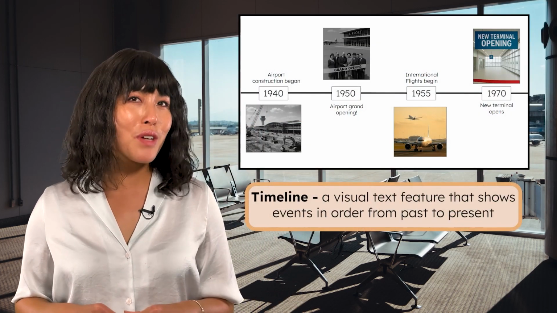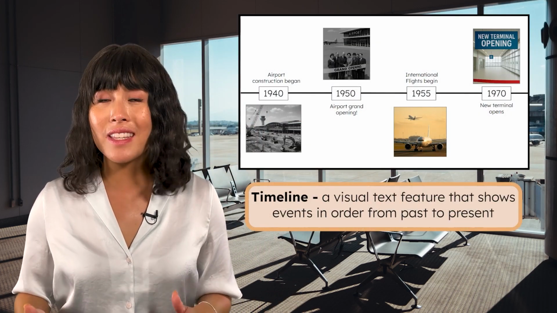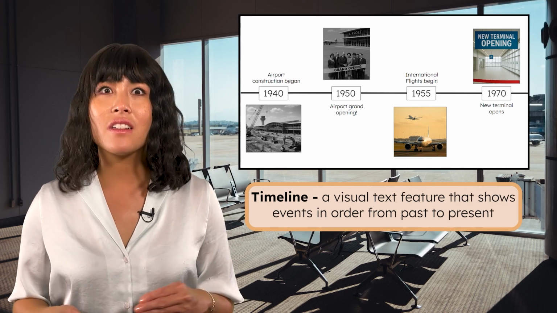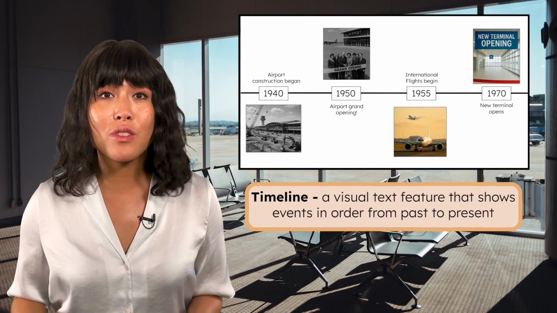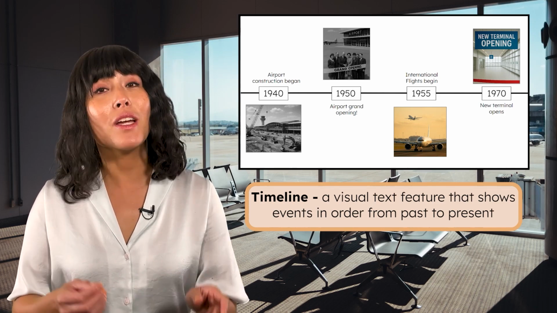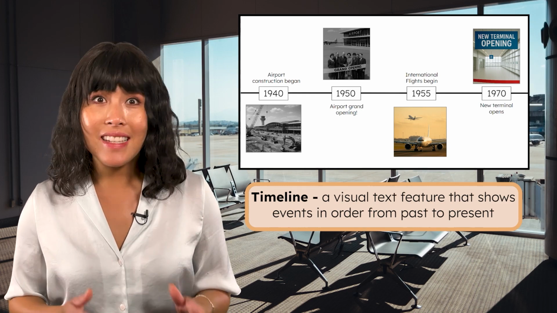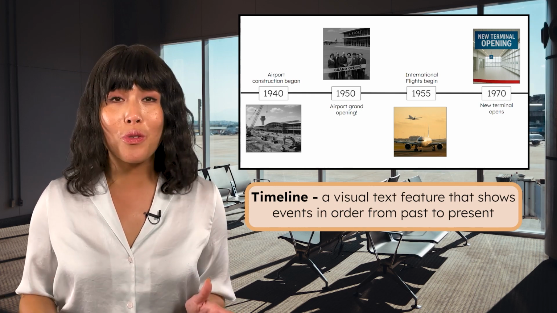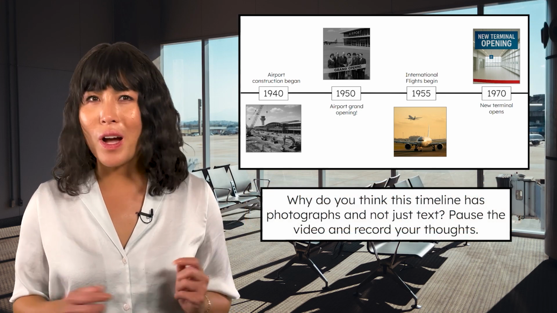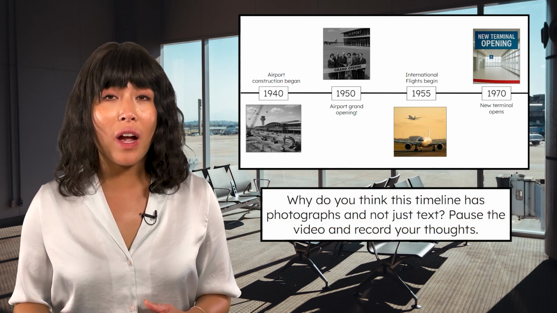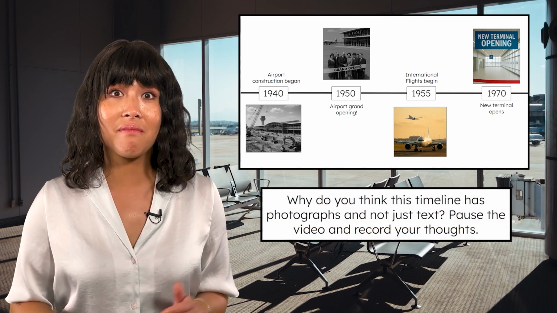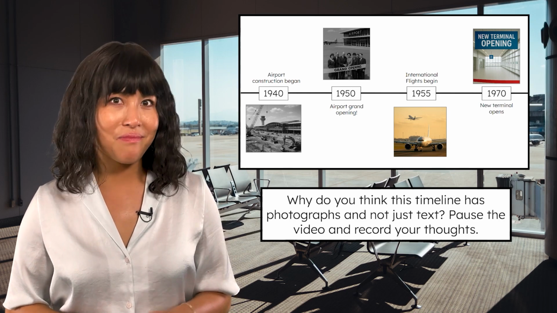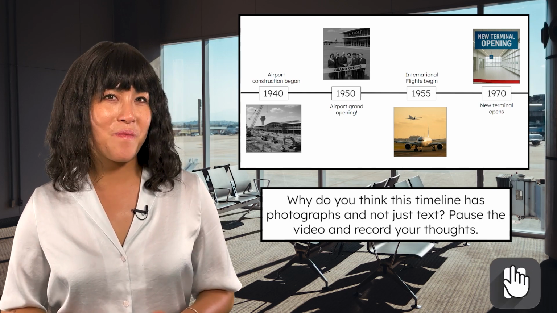A timeline with photographs. A timeline is a special kind of visual feature that shows events in order from the past to the present. It helps us understand when things happened and in what order. This timeline shares the history of the airport and includes photographs too. Why do you think this timeline has photographs and not just text? Pause the video and record your thoughts.